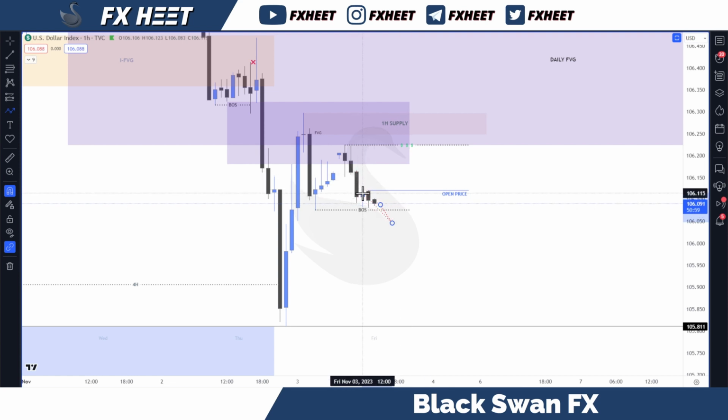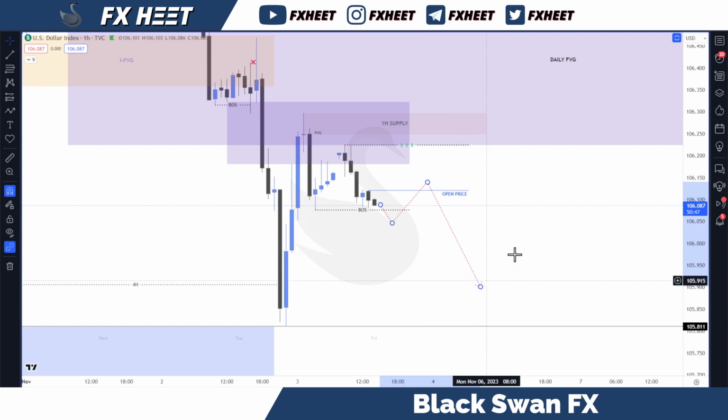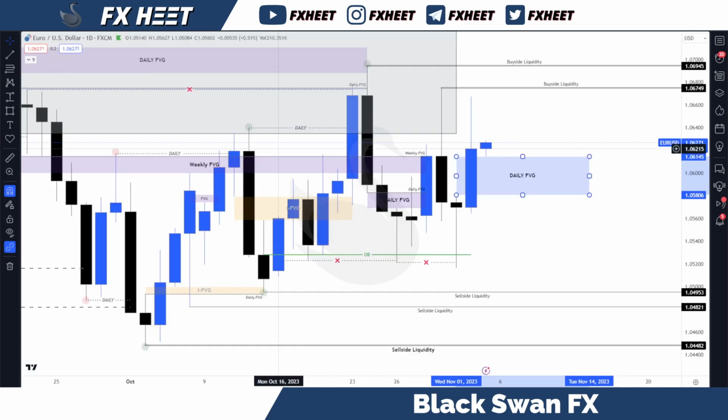There's some inefficient pricing, so a fair value gap right here. See if we can get a pullback to that inefficient pricing above the open price, and thereafter come to the downside. The other scenario I'm looking at is after a break of the lows, coming back up, sweeping the liquidity that we have here into the 1 hour unmitigated supply that we have above, and then from there pushing to the downside.